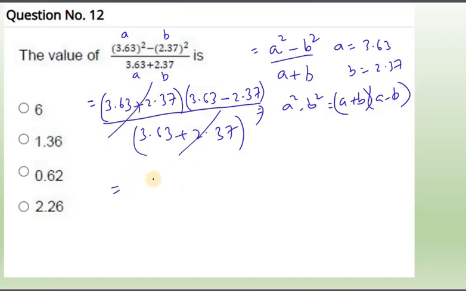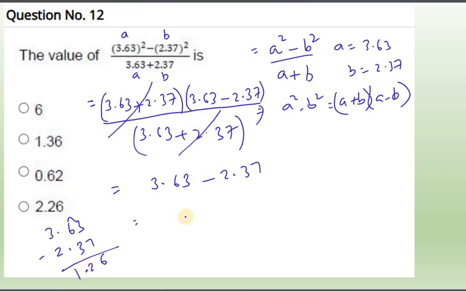So what is remaining to us? 3.63 minus 2.37. When you do this minus, what will you get? 13 minus 7 is 6. Then 5 minus 3 is 2. 1.26 is the correct answer. But unfortunately here 1.26 is not given to us in the options.